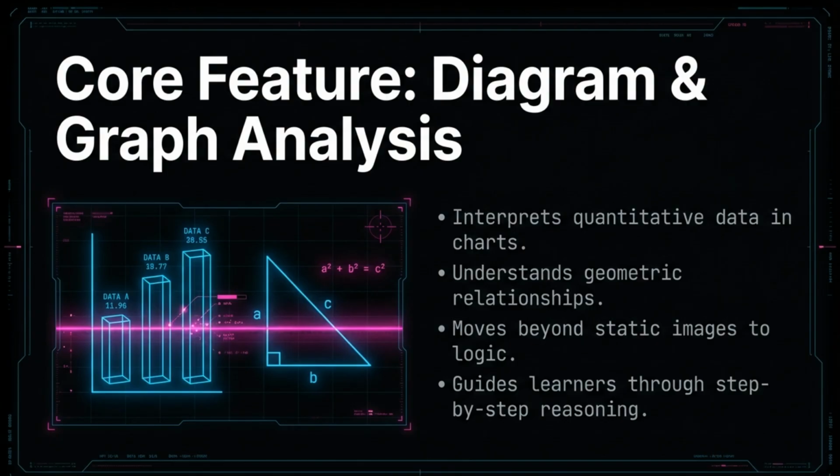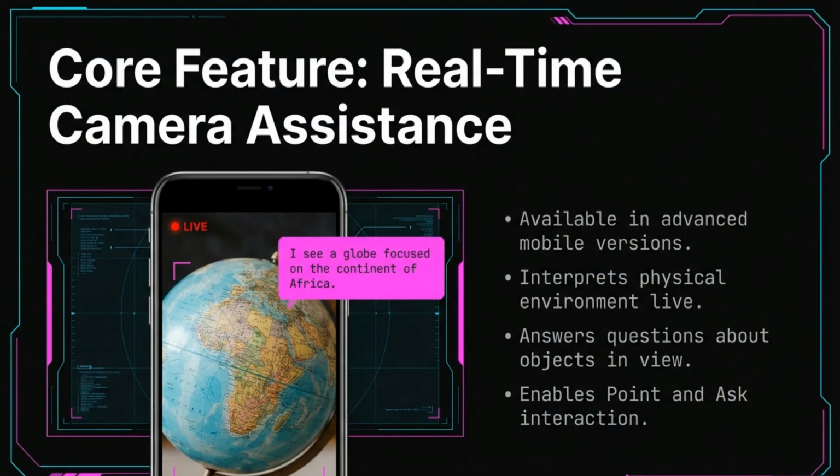Diagram and graph analysis is also a core feature. It interprets quantitative data in charts, understands geometric relationships, and moves beyond static images to logic, guiding learners through step-by-step reasoning. Real-time camera assistance, available in advanced mobile versions, interprets the physical environment live. It can answer questions about objects in view, enabling point-and-ask interaction.